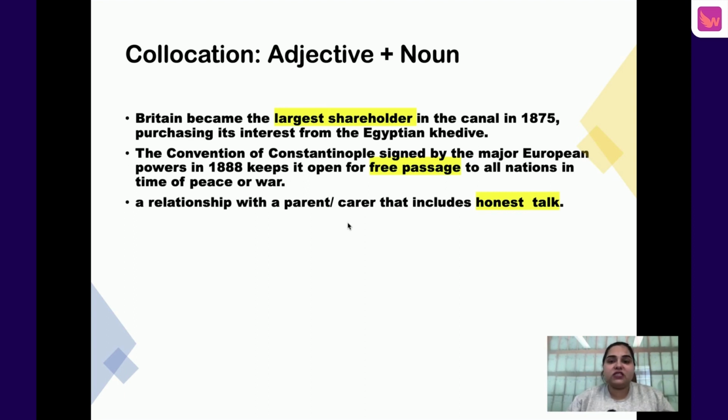And then free passage, where free is an adjective and passage is a noun. Similarly, honest talk, where honest is an adjective and talk is a noun. So this is a very famous collocation. Try to learn it and practice well.